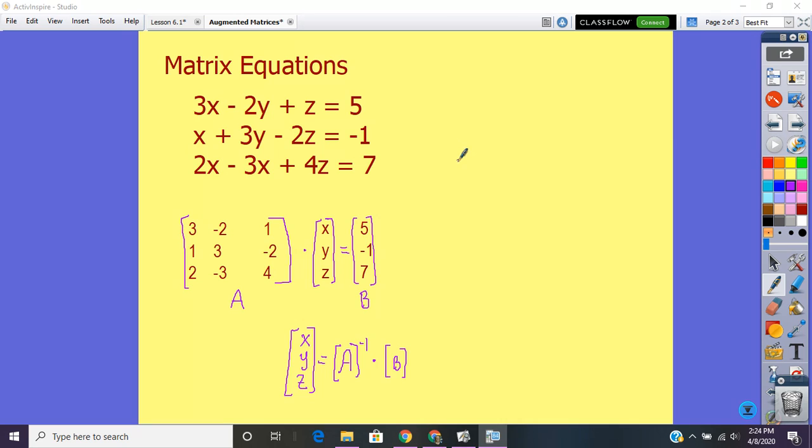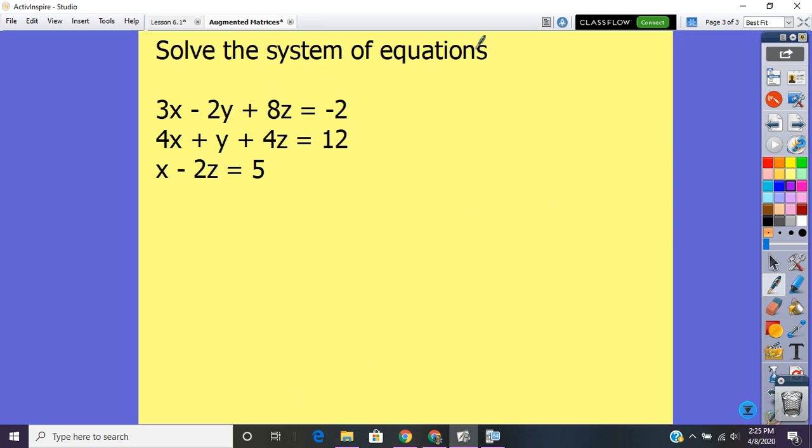So it will be 32 over 25, -1 over 25, and then 27 over 25. So this is our answer to this system of equations. All right, and this is what I call the middle method. Cramer's rule to me is the longest, matrix equation is the second longest, and you may be thinking, hey, that's not really long at all. But augmented matrices, super, super short.